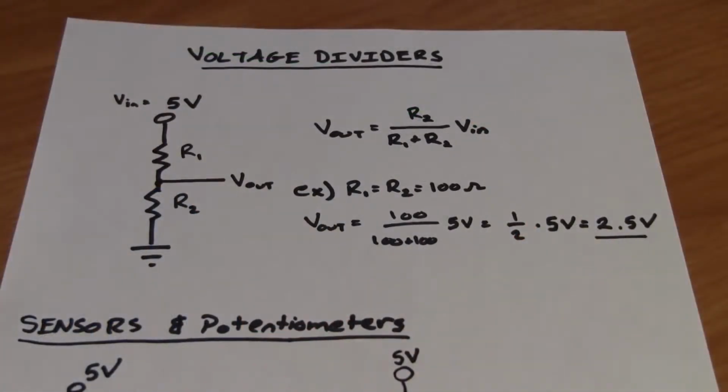Next topic is voltage dividers. Voltage dividers are something that we're going to use a lot whenever you're basically dealing with any kind of analog input to the Arduino or any other microcontroller.